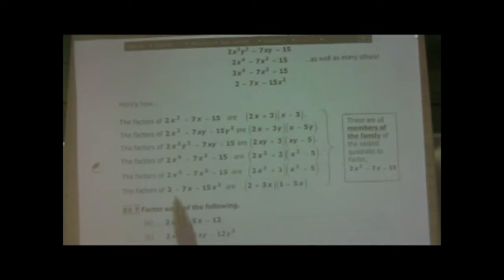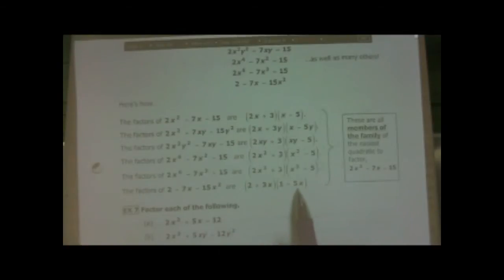Now our last one has the same numbers, 2, -7, and -15, in the same order. It's just that the x squared is with the lasts instead of with the firsts. So when we factor this, we're going to keep the same numbers, 2 and 3, 1 and -5, except instead of putting an x with the firsts, we're going to put our x with the lasts.